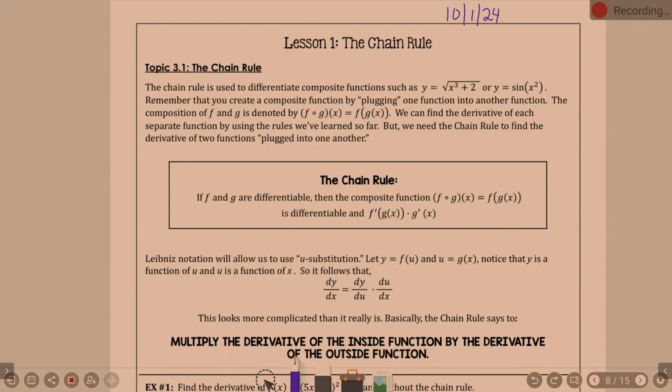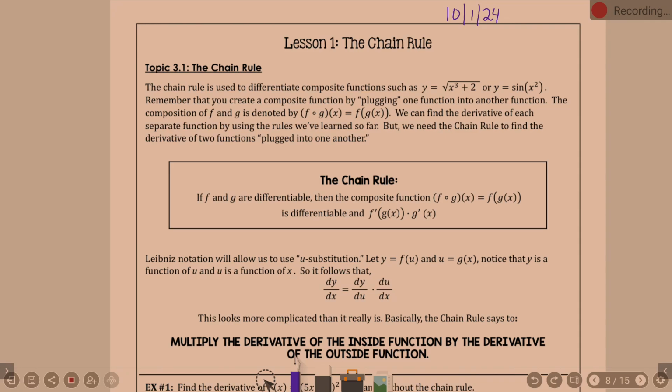We're going to extend our derivative knowledge with something called the chain rule. The short of it is the chain rule is used when you have a function within a function, thus seeing the f o g. It's not that we're really composing functions, but we're going to see functions within functions. So the chain rule is used to differentiate composite functions such as y equals the square root of x cubed plus 2, or y equals the sine of x squared.